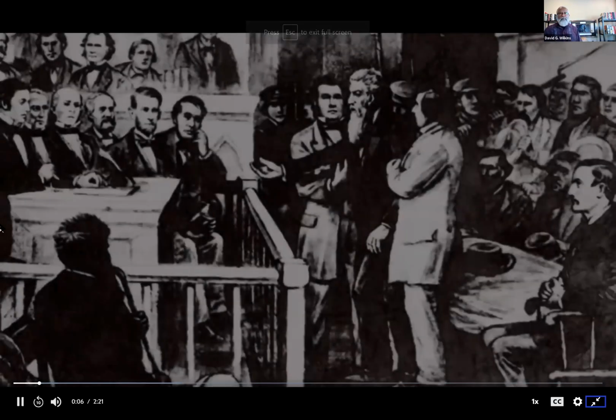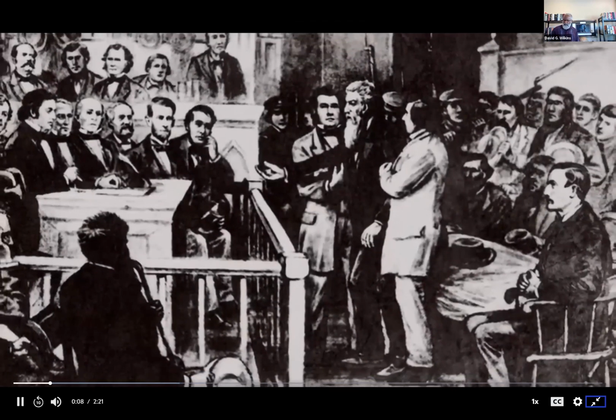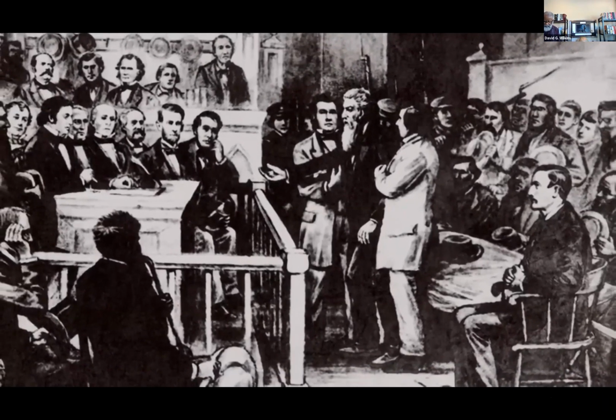He stands up without notes and gives one of the greatest speeches in American history. Brown, in simple, direct, powerful language, basically put his accusers on trial.